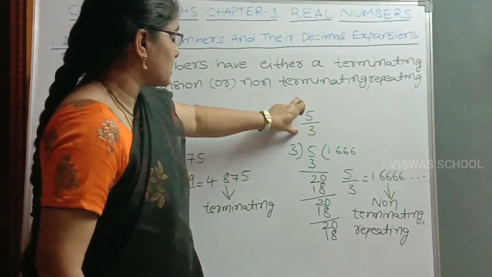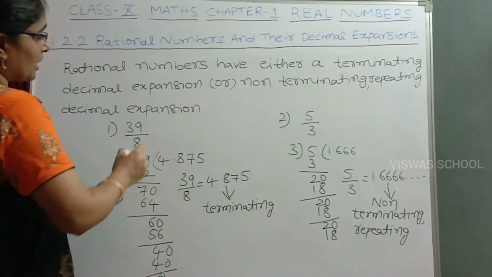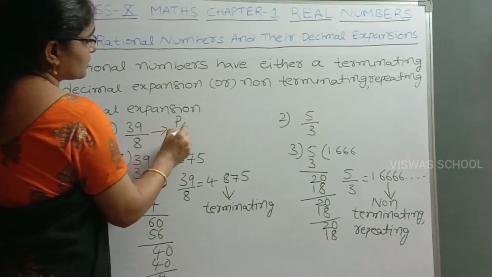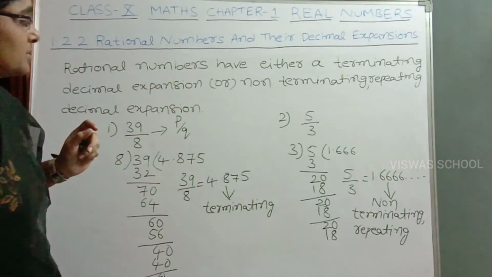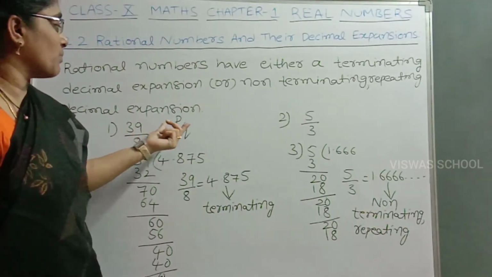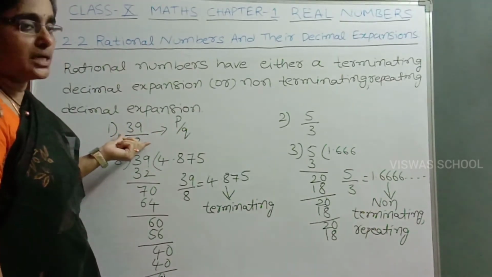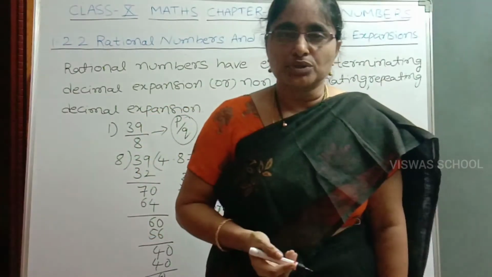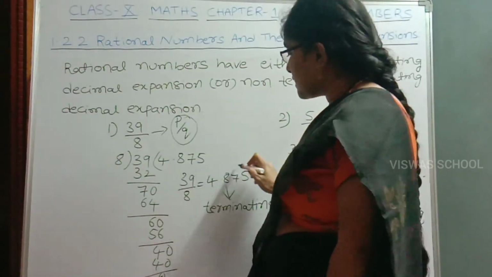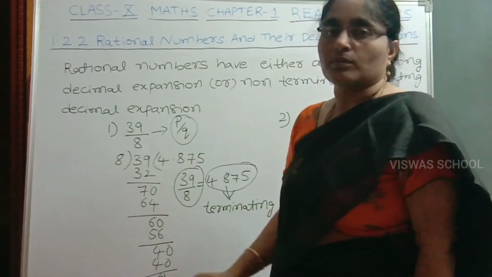This is 5 by 3 and this is 39 by 8. Once you observe, these are in the form of P by Q, where P and Q are integers. Before we discussed rational numbers, no? These are rational numbers. Next we are going to discuss converting the decimal expansions into this P by Q form.